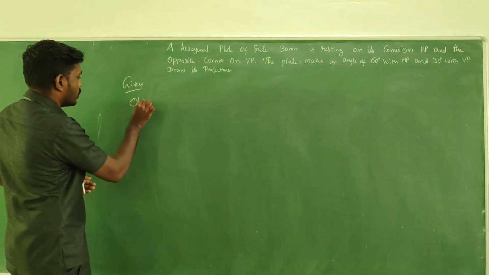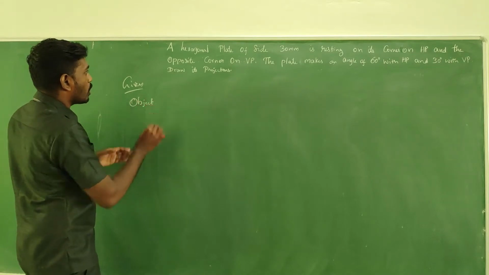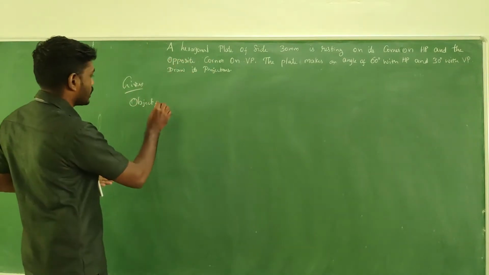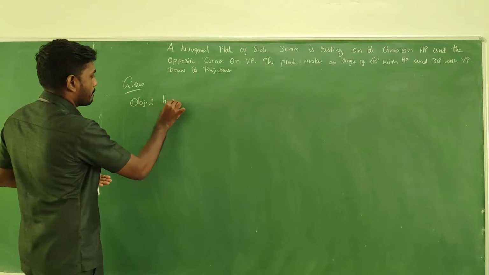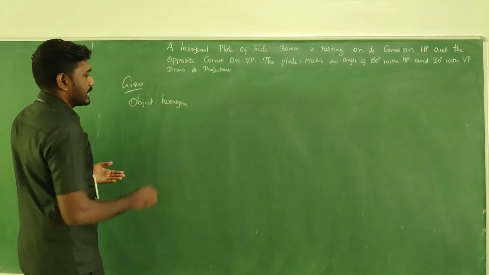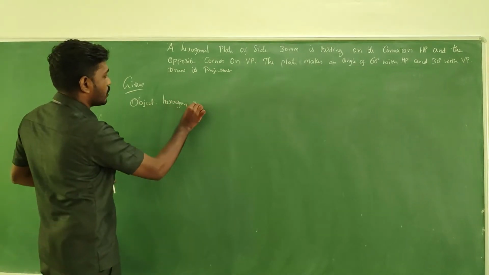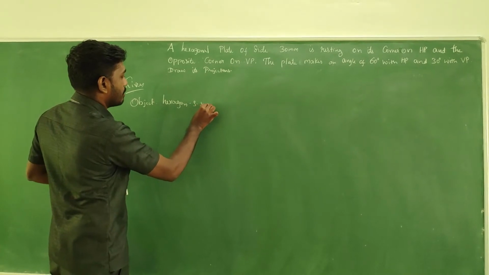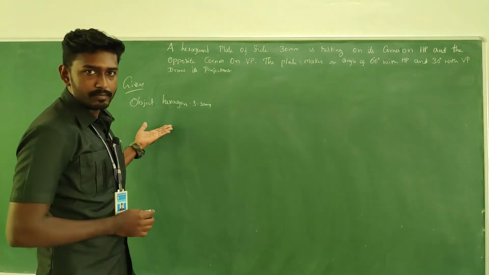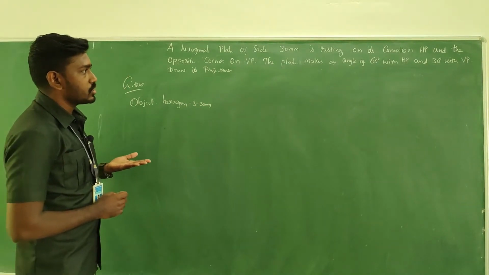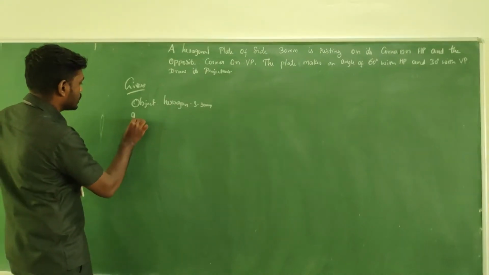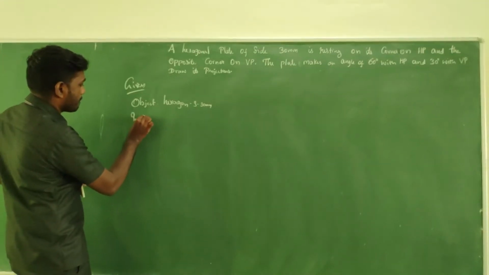What's the given data? About the object, try to tell me what is the object given. It's a hexagonal plate, right? Hexagon. It's a hexagon, and the side is given as 30 mm. And then how is it resting? Think about resting.